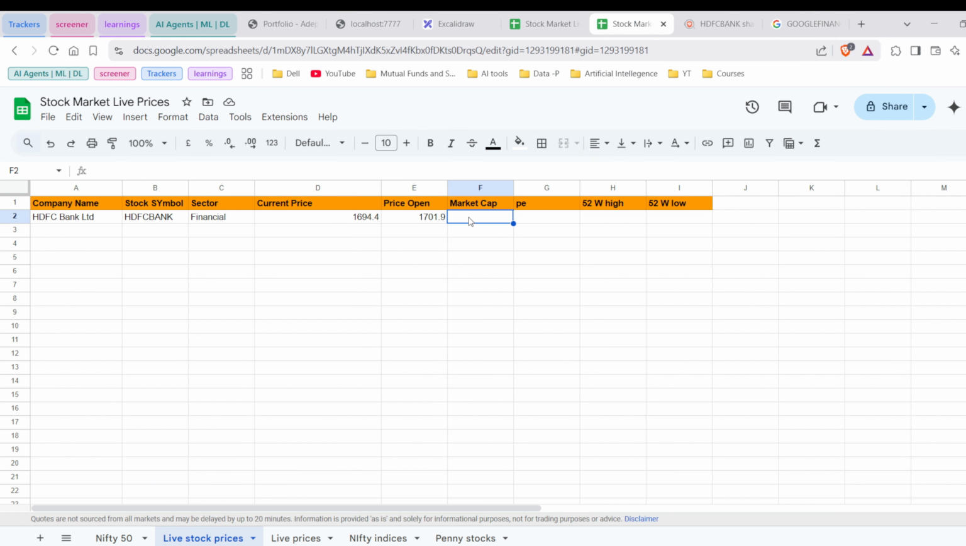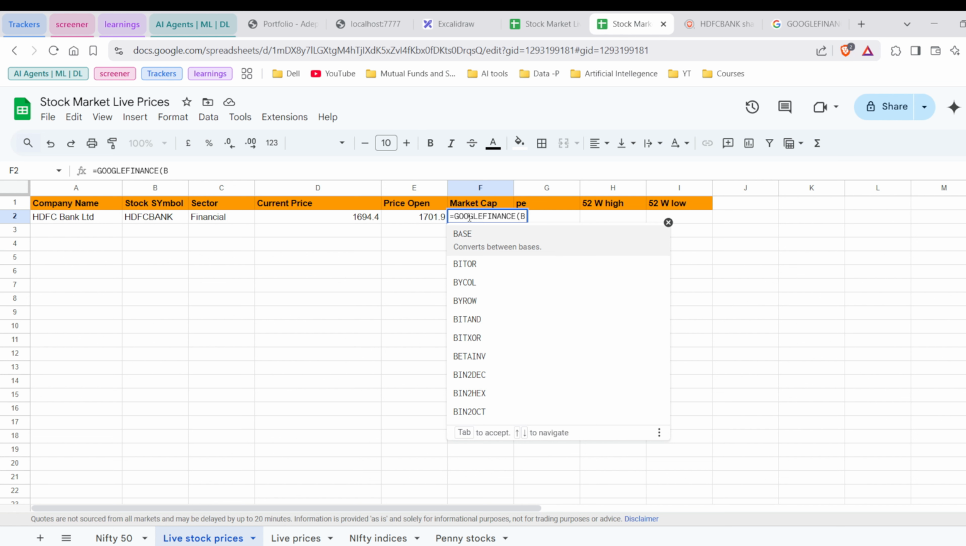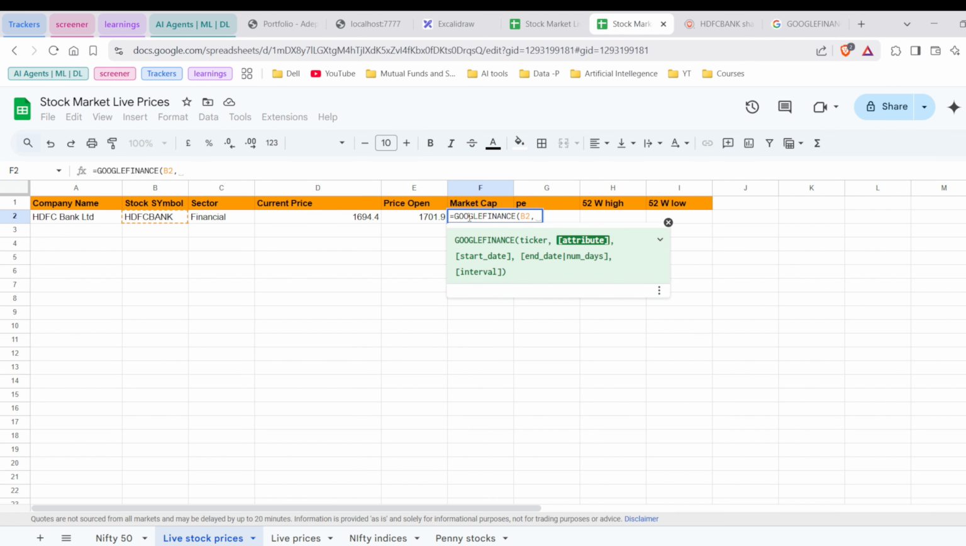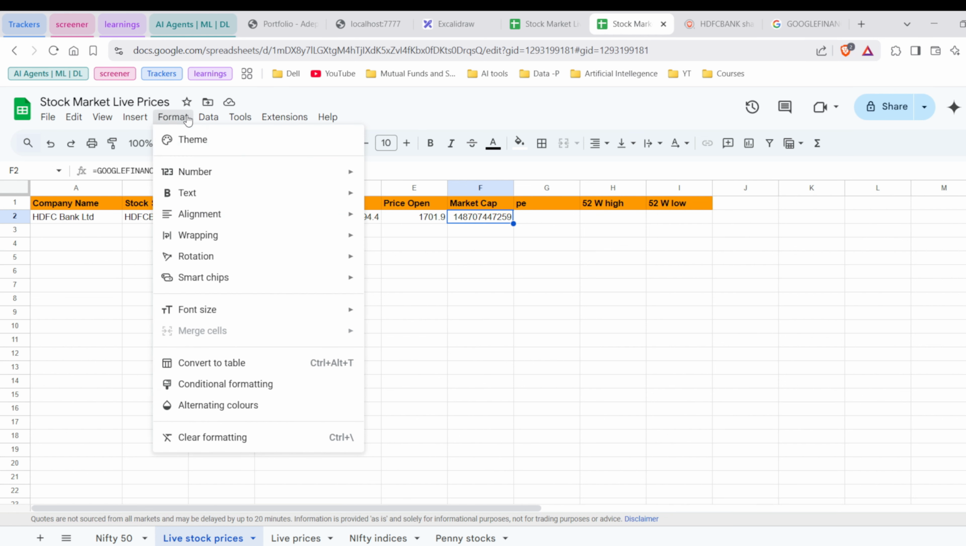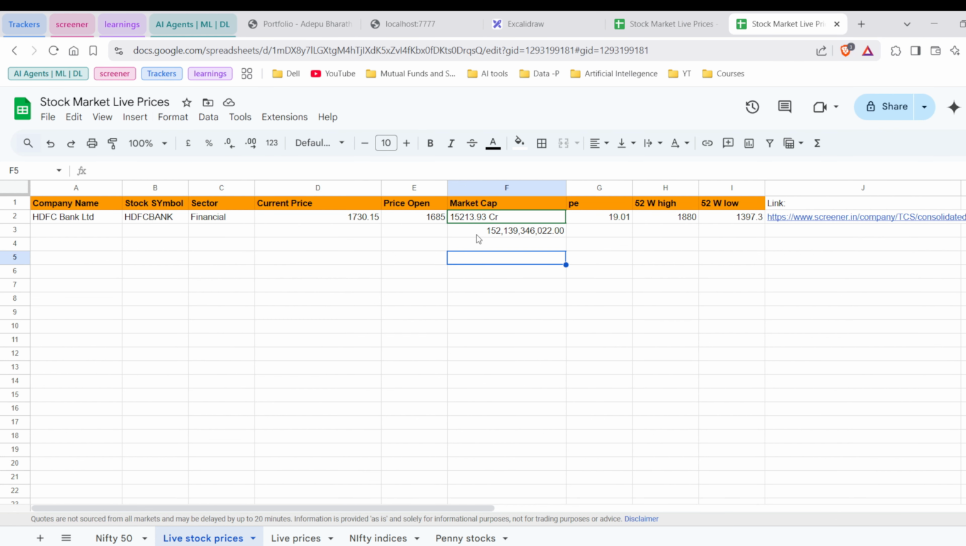Now market cap. Same, guys, GoogleFinance, and give the stock name. The stock name is held at B2, and the attribute is market cap. Market cap means the complete amount that HDFC Bank is worth. So guys, you can see here we got the market cap of HDFC Bank.